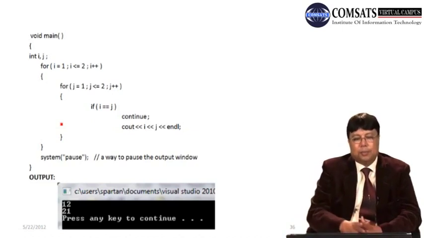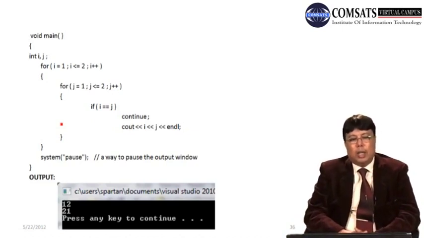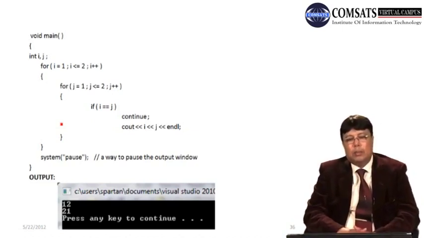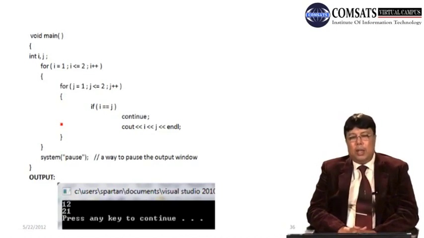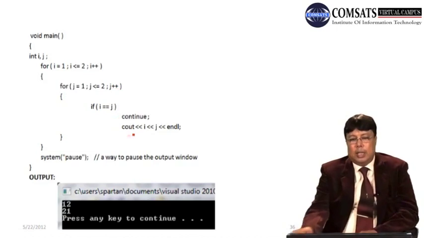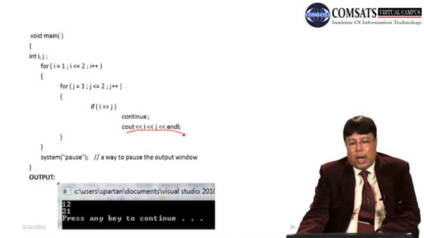Here we can see that i is less than or equal to 2, तो i की वैल्यू होगी 1 and 2, similarly j की वैल्यू 1 or 2. So if i is equal to 1, continue means don't print out this cout statement. अगर i और j की वैल्यू बराबर हो तो don't print out.